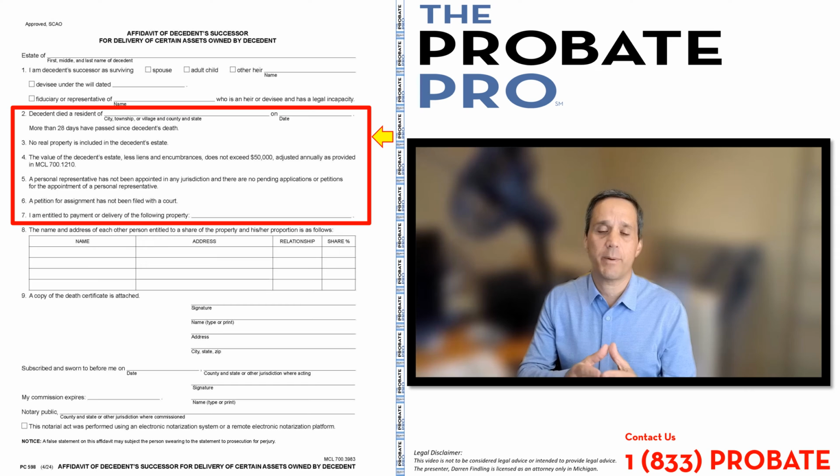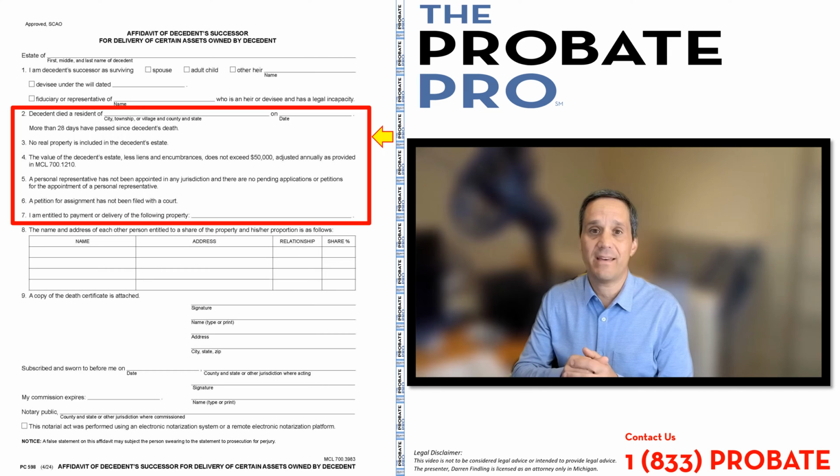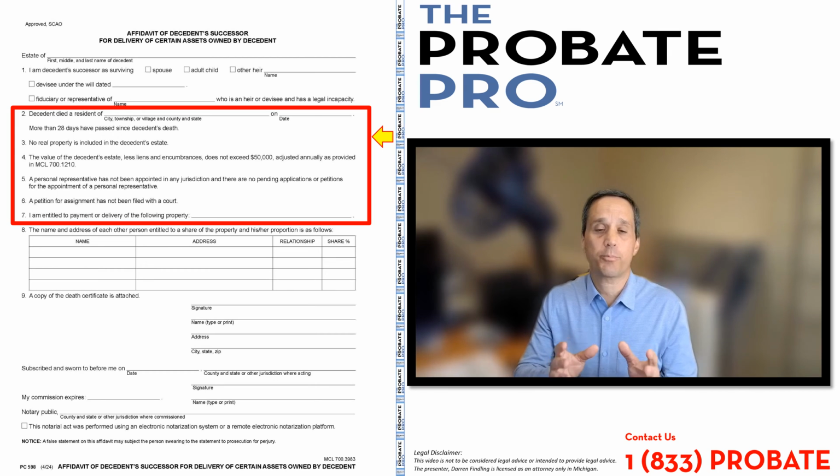Paragraph 2 talks about the decedent. This is a statement of residency, the city, state, and county that's reflected on the death certificate. So the domicile on the death certificate is where we take this information from, with the date of death, which says on, and that date section. Now here's a provision of the use of this document. It has to be over 28 days from the date of death.